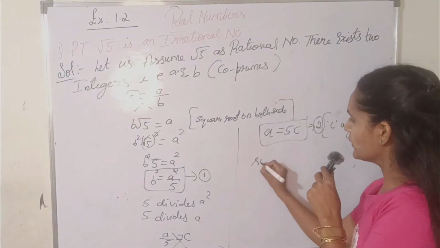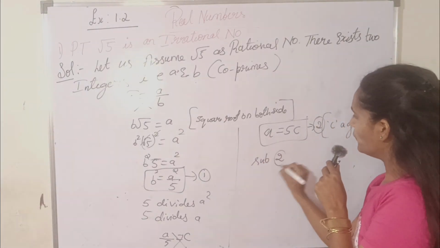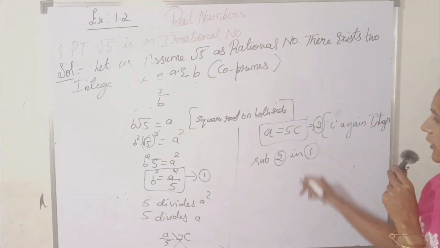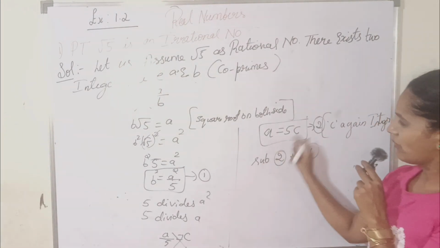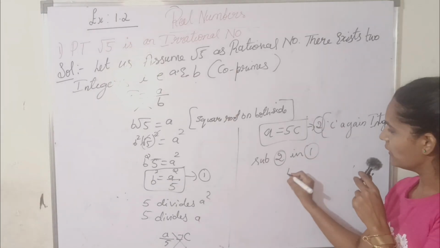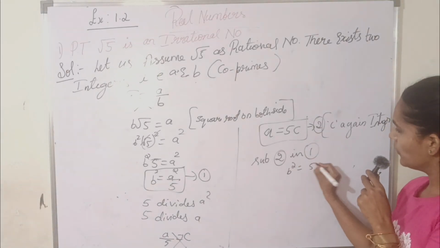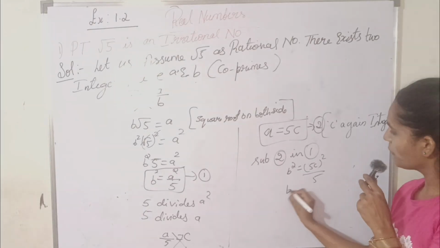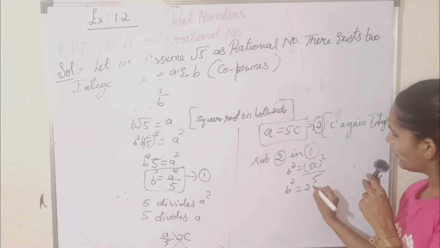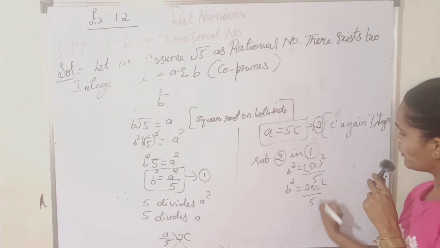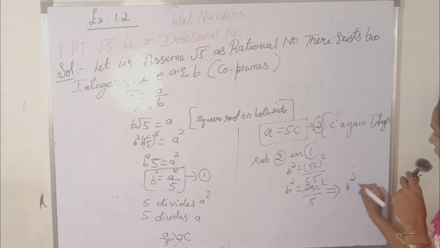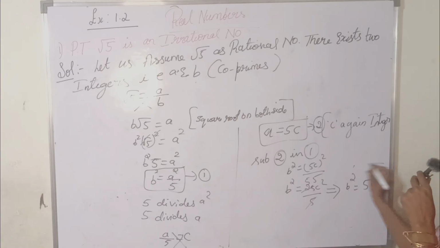Now substitute equation 2 in equation 1. Where do you have to substitute? In the place of a, you have to substitute this 5c. That is, b square is equal to 5c whole square divided by 5. So this becomes b square is equal to 25c square divided by 5. The 5 cancels. So here you will get b square is equal to 5c square, correct?